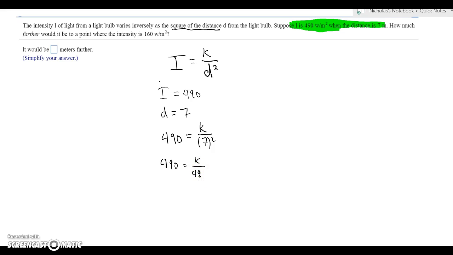And then what do we do to get k by itself? We're going to multiply both sides by 49. So we're going to have 490 times 49. So we times both sides by 49 here. And that makes these cancel out, and we end up with 24,010 is equal to k.